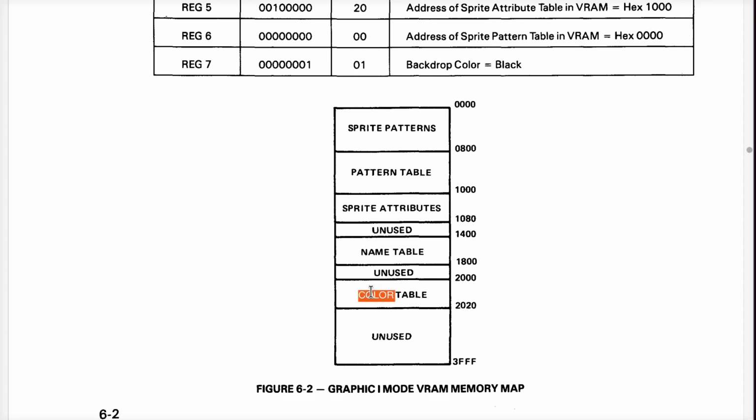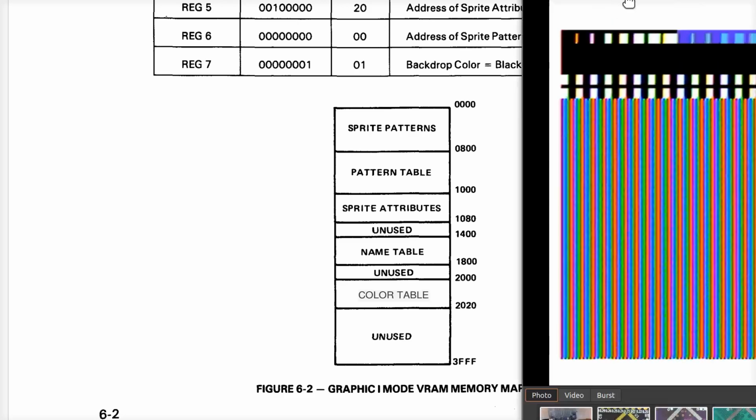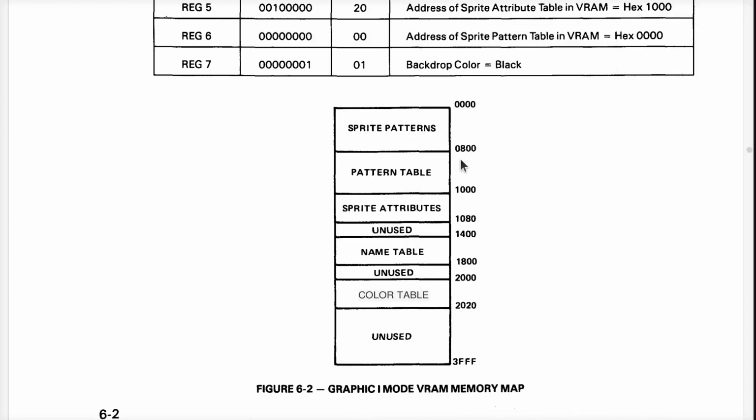And down here is the so-called color table. This table down here is where I put the control codes, those 4-bit values that say, for these tiles, when there's a bit saying that it's on, use white. When it's off, use black, and so on. All we really need to do now is understand how these tables work.